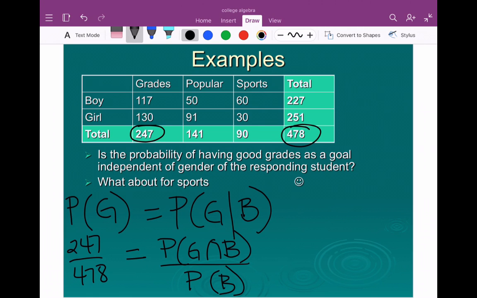So here, now we're going to be looking at boy and good grades out of just the boys. So that would be 117 out of 227. And again, if they're independent, they will be equal to each other. So 247 out of 478 is 0.517, and that should be equal to 117 out of 227, which is 0.515. In this case, I would consider these to be independent. They're not off by that much, but we would want them to be exactly the same.